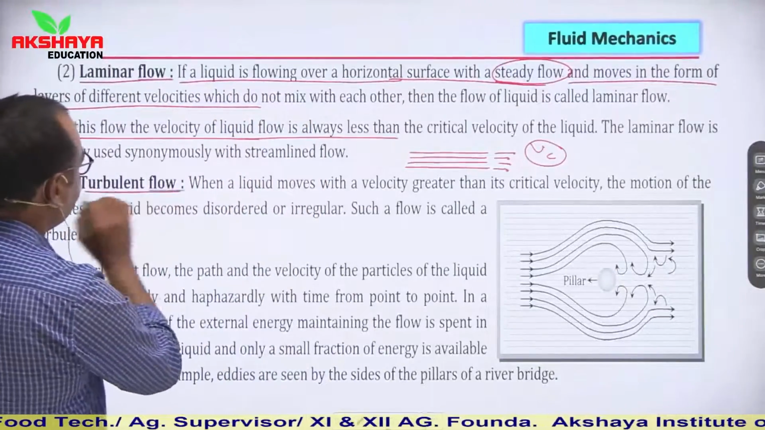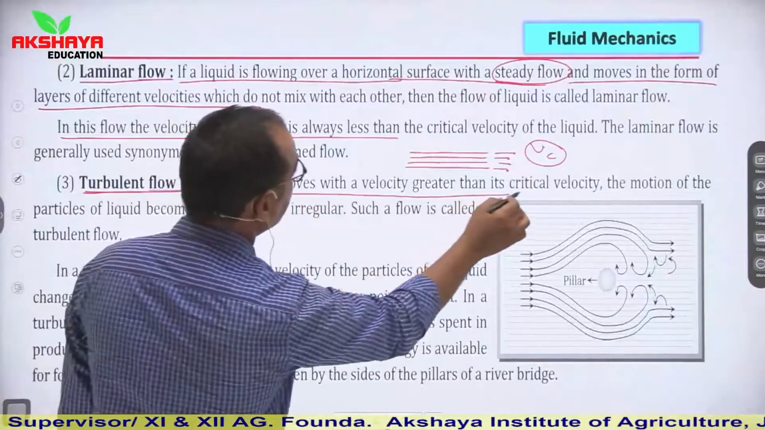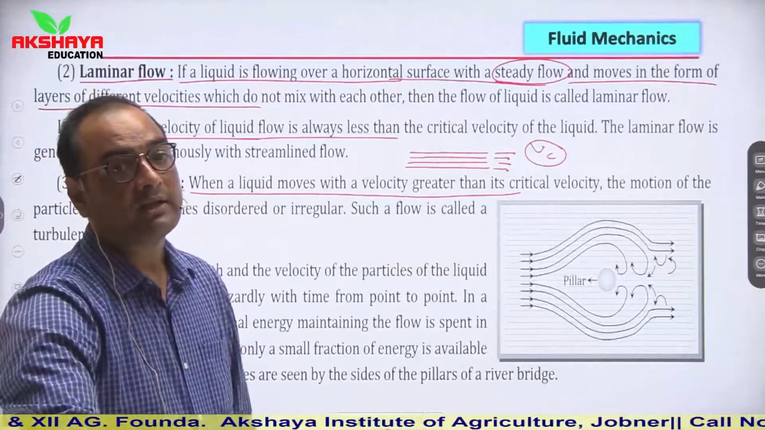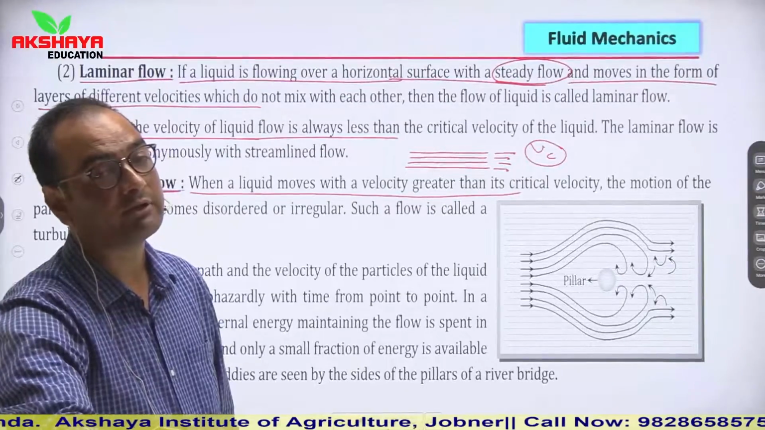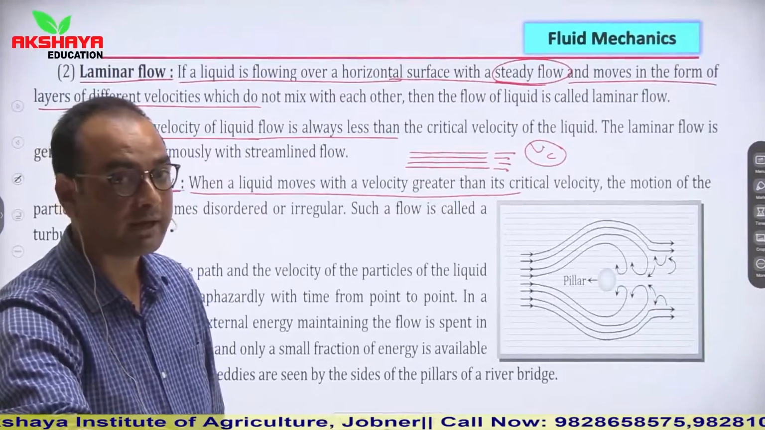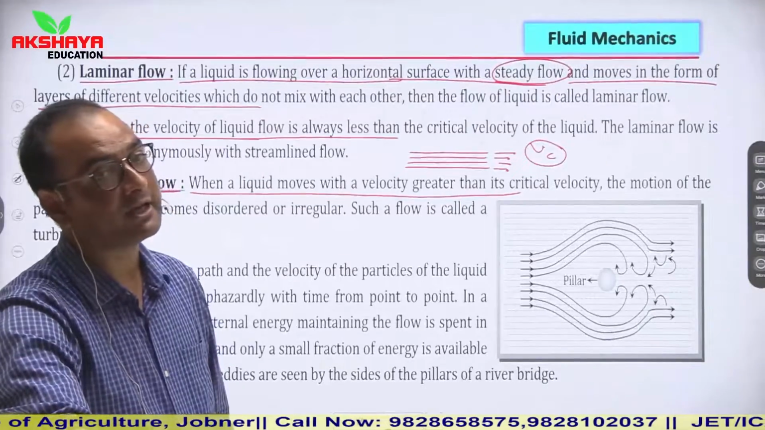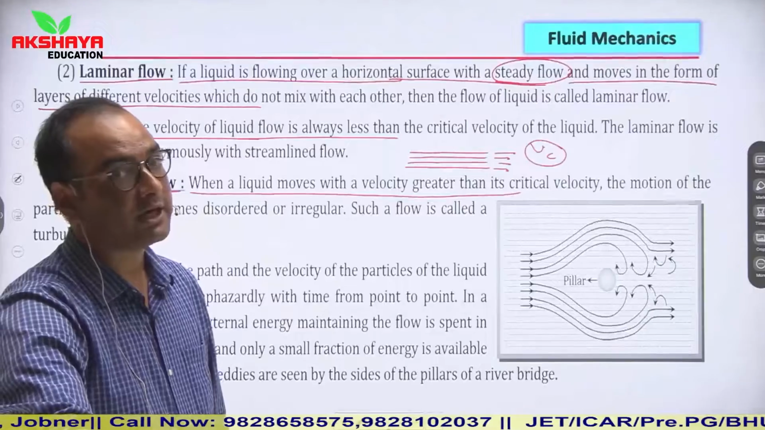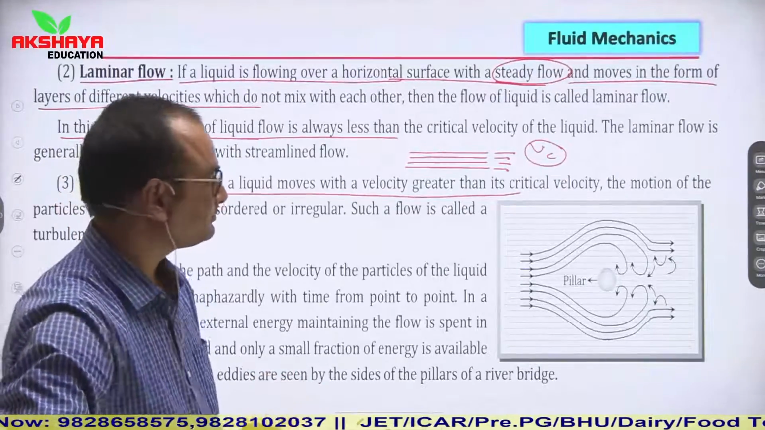So what is turbulent flow? Turbulent flow is when a liquid moves with a velocity greater than critical velocity. So I explained earlier that if a fluid flows at more than critical velocity, then its flow will be turbulent, and if a fluid flows at a velocity less than critical velocity, then its flow will be laminar, or you can say steady flow, or you can say streamline flow. So the general concept is steady flow.